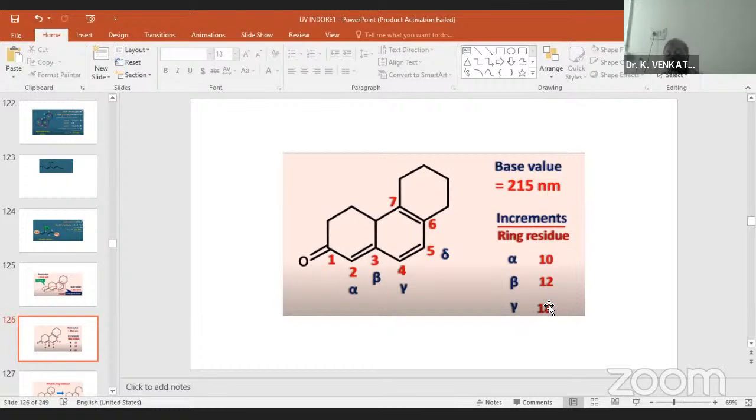Keep a very important point: the Woodward-Fieser rules are only for 4 double bonds. A compound with 4 double bonds only, we can consider for lambda max value. More than 4 double bonds is not suitable for the Woodward-Fieser rules. The Woodward-Fieser rules only consider up to 4 double bonds. So now what is the answer for this? Please calculate the answer.